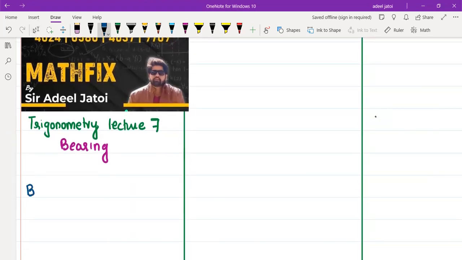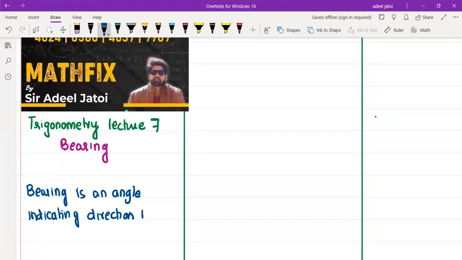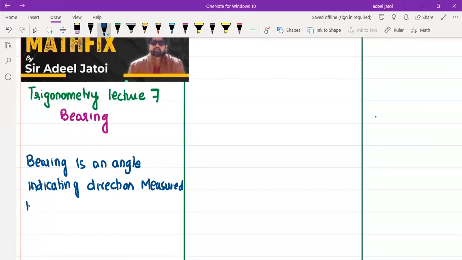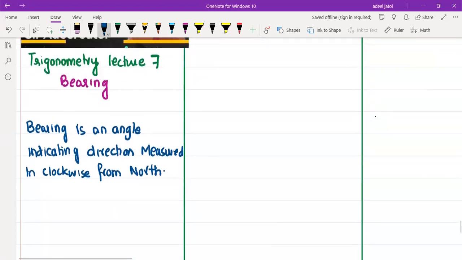A bearing is an angle indicating direction, measured clockwise from north. Clockwise from north.